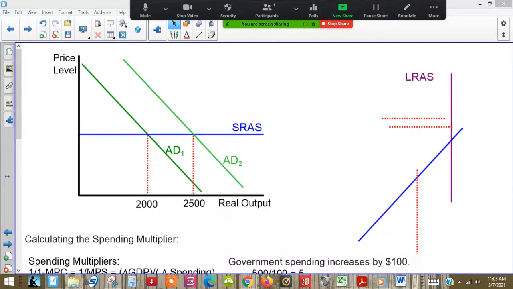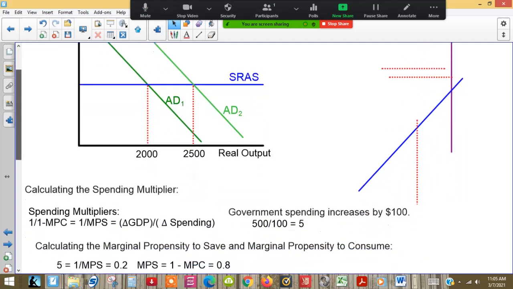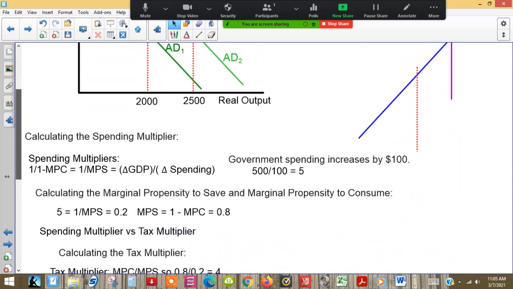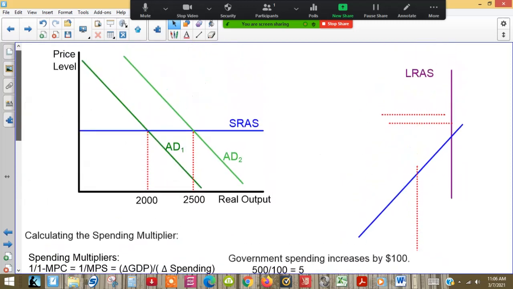In this model, as you can see, the short run aggregate supply is perfectly elastic. So we can say that we're in the Keynesian zone of the short run aggregate supply curve. So we're going to be looking at how we calculate the simple spending multiplier and the tax multiplier. Now, in order to do this, there are two variables we have to know. The first is the change in real output, or the change in real GDP.